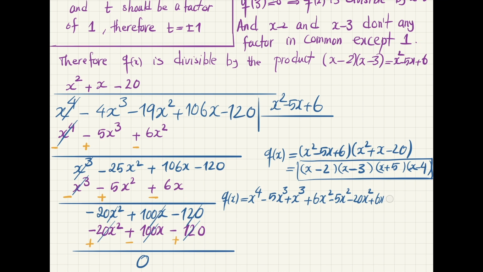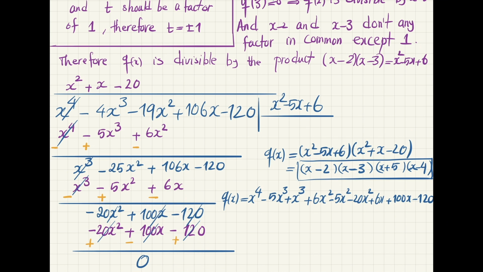100x, minus 120. Okay, and if you insist to continue in this way, so you see it was really hard to see that this term should be written in this form, and this term should be split into three terms in this form. Yes, and then this next term should be split into two terms in this form.